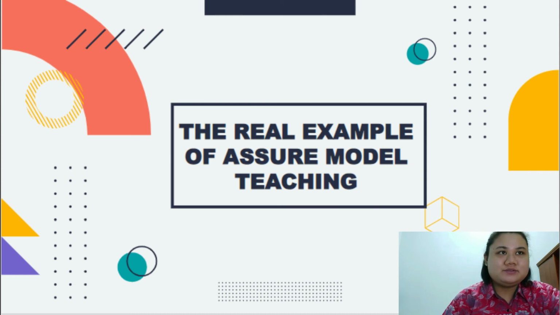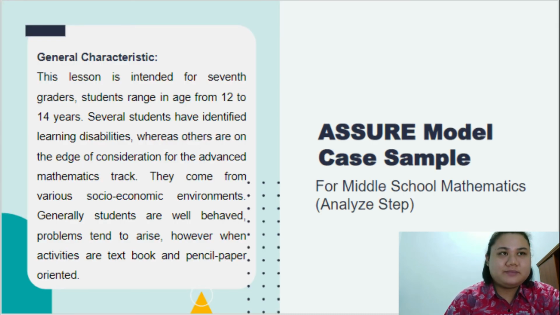The real examples of the ASSURE model case sample. The first step is the analyze step. First, analyze learners. General characteristics. This lesson is intended for 7th graders. Students range in age from 12 to 14 years.